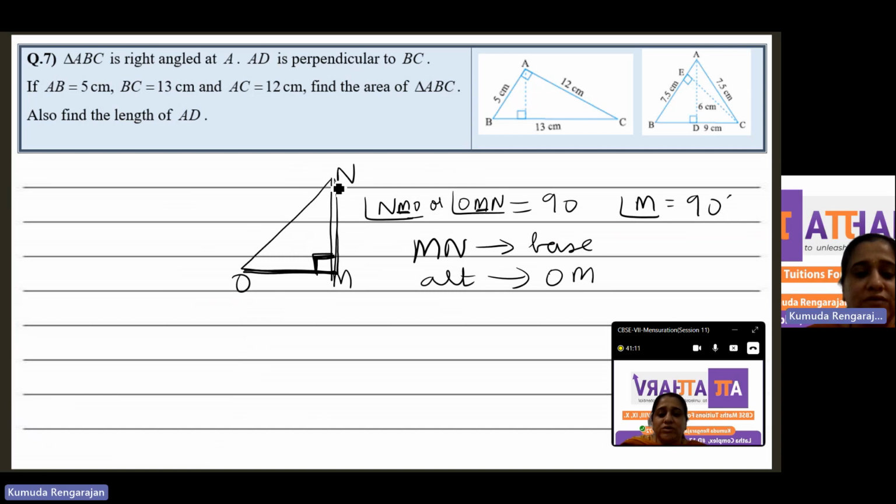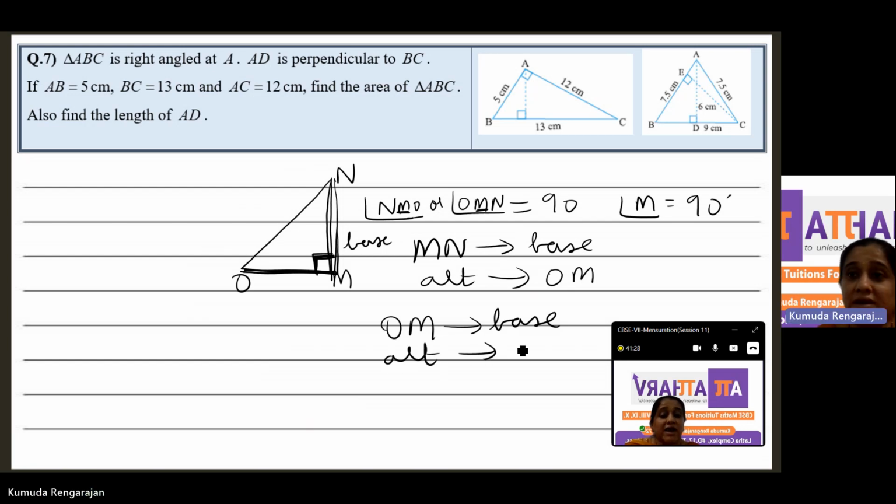If we take MN as the base, which is the altitude for this base? OM. Okay. Then if we take OM as the base, which is the altitude? N. Yeah, if OM is the base, then NM is the altitude.